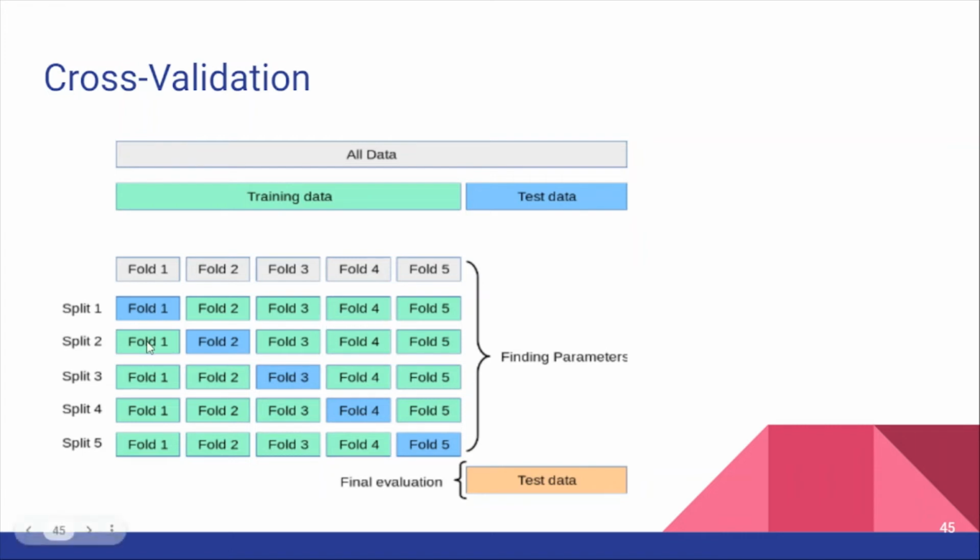Similarly, next time we make fold 2 our test data and the remaining our training data. In split 3 we make fold 3 the test data and the remaining folds the training data. This goes on iteratively for as many folds as we have. Accordingly, we do the final evaluation, and this way we can see whether our model performs well or not using cross validation.